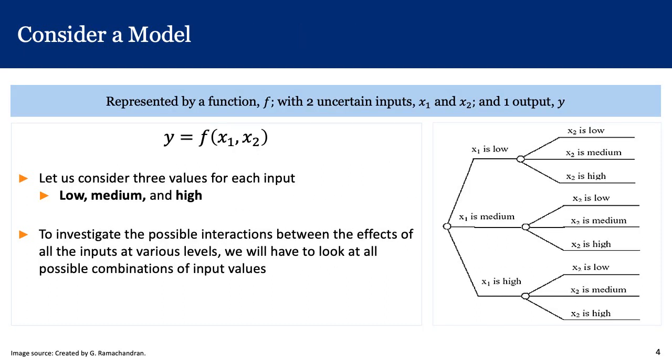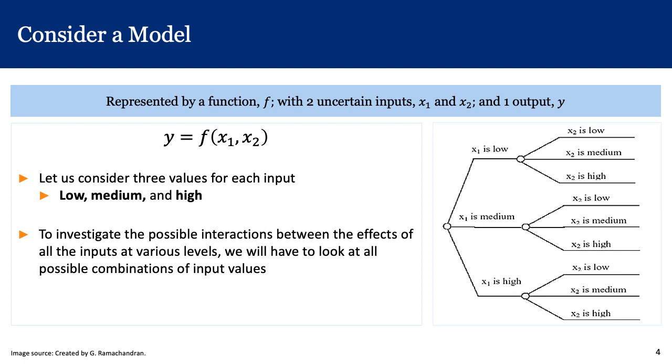So let's start simply, and we'll consider a model represented by a function f with only two inputs, x1 and x2, and one output denoted by y. And we will initially consider a discrete set of values for each of the x1 and x2 variables. So both x1 and x2 can take three values each, low, medium, and high. Of course, the low, medium, and high for x1 is different than the low, medium, and high for x2.